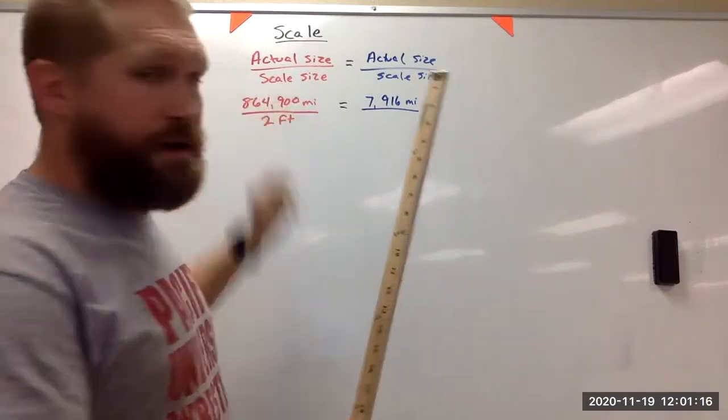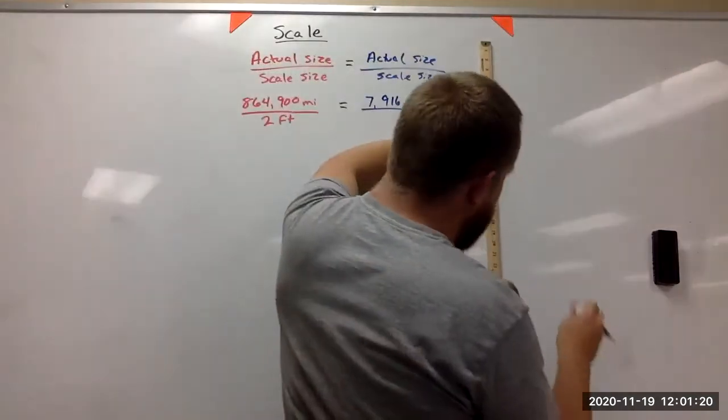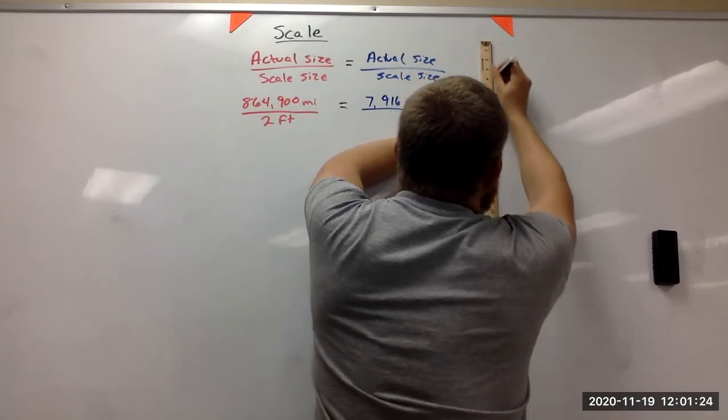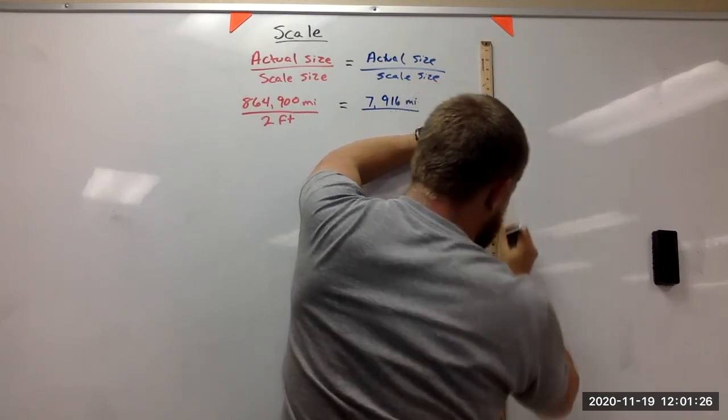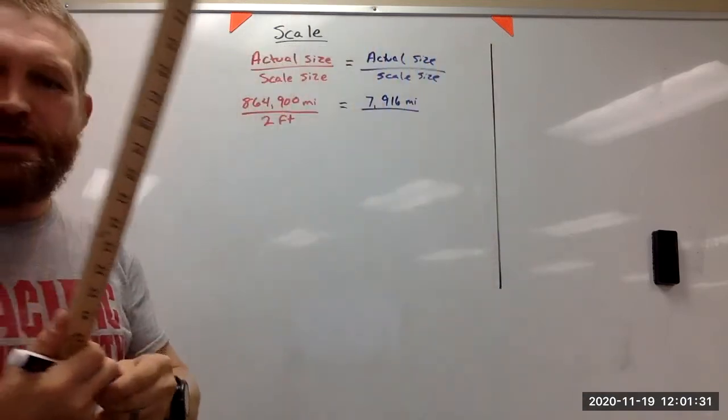So before we even start, I'm going to take 2 feet. I'm going to draw a 2-foot line. So we're shrinking the sun down from almost 900,000 miles to 2 feet. So this line is going to be 24 inches, which is 2 feet. So there's a 2-foot line, just giving you an idea of how big the sun is.